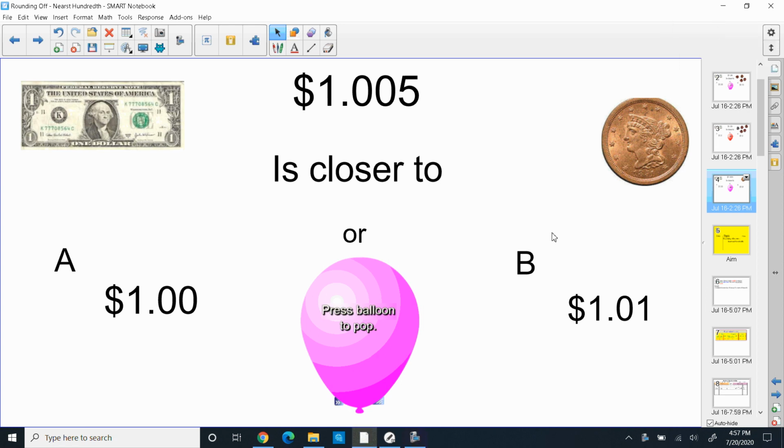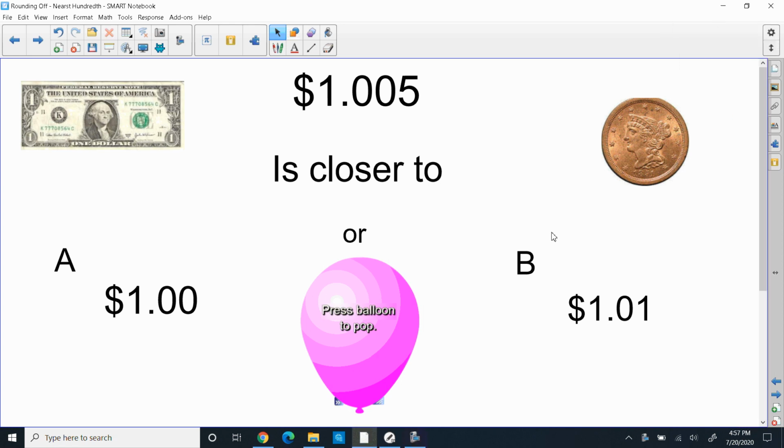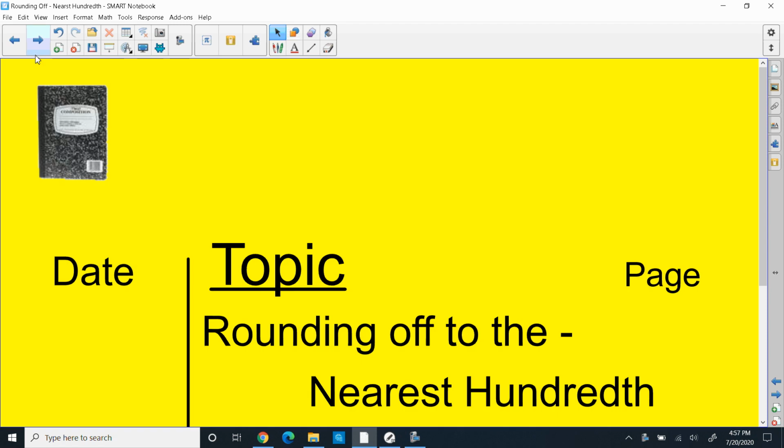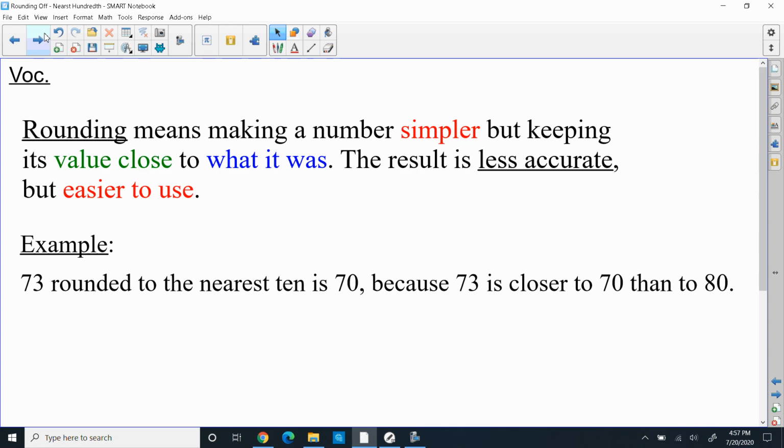This is Dr. Robinson again, and we're going to continue our studies. I started off a lesson previously with this balloon game where we were looking at which is this amount closer to, A or B, and I want to continue that because we were talking about rounding off, and this time we're rounding off to the nearest hundredth. So you might have seen my video on rounding off to the nearest 10. This is just a continuation of that series. So we're rounding off to the nearest hundredth.